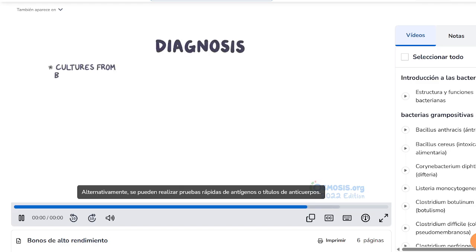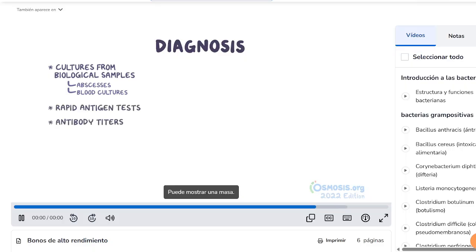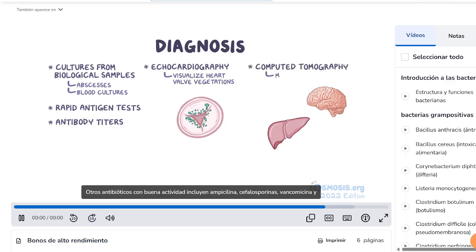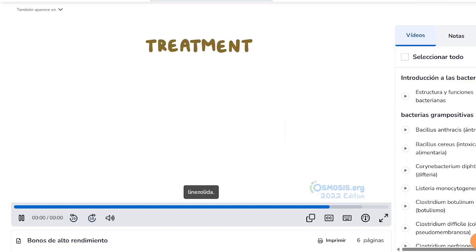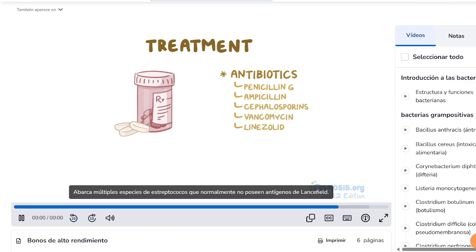Diagnosis relies on cultures from biological samples, like abscesses, and blood cultures to identify viridans streptococci in the bloodstream. Alternatively, rapid antigen tests or antibody titers can be done. Additionally, an echocardiography can visualize heart valve vegetations. With a brain or liver abscess, imaging like computed tomography of the head and abdomen may show a mass. Treatment consists of the use of antibiotics like penicillin G. Other antibiotics with good activity include ampicillin, cephalosporins, vancomycin, and linezolid.